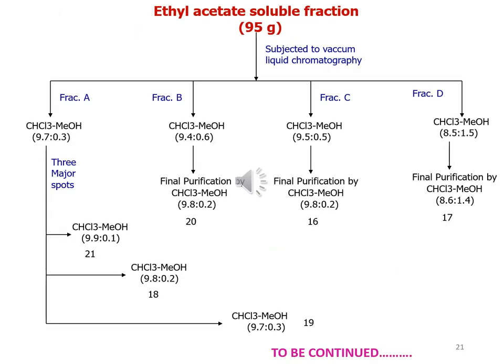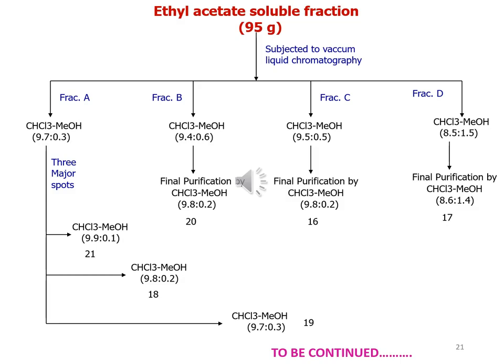The ethyl acetate soluble fraction, that is 95 gram, is further subjected to column chromatography using an organic solvent system, that is n-hexane chloroform, chloroform methanol, and methanol. In this way, we obtain a total of 4 fractions: fraction A, fraction B, fraction C, and fraction D.